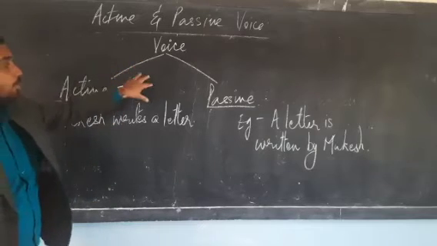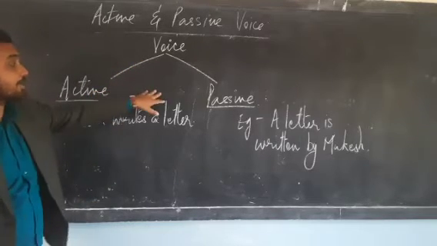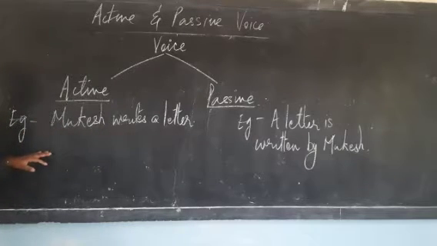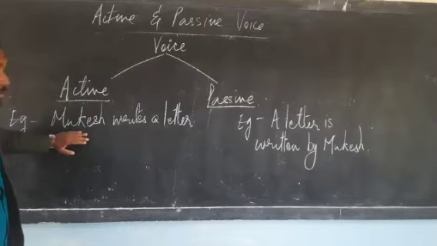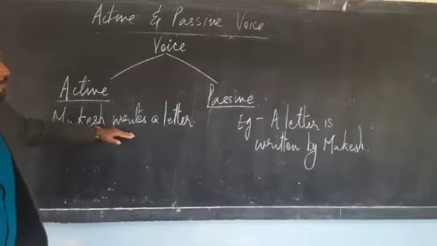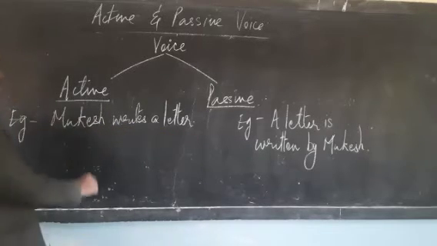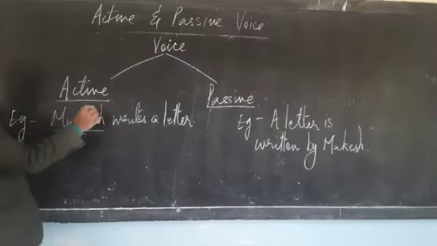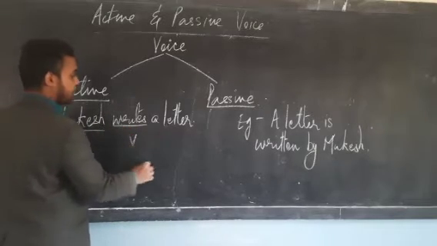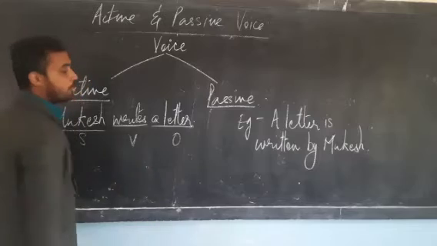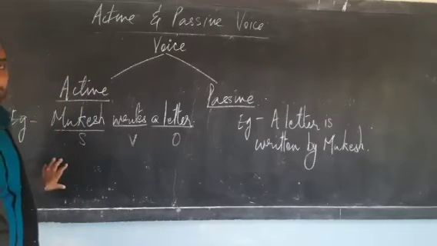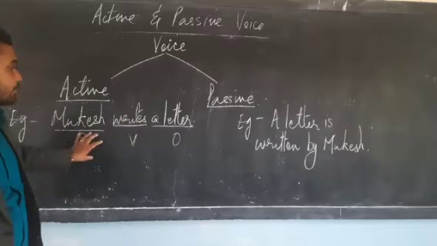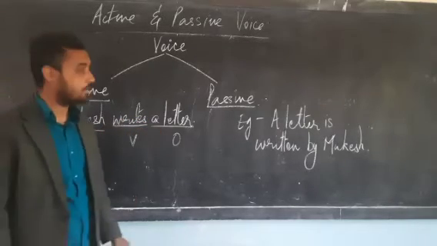First of all, understand the voices are of two types, active and passive. Understand it through an example now. The sentence given to you over here says, Mukesh writes a letter. Here Mukesh is the subject, writes is the verb, a letter is the object. And this is the structure for active voice. Mukesh writes a letter, subject plus verb plus object.